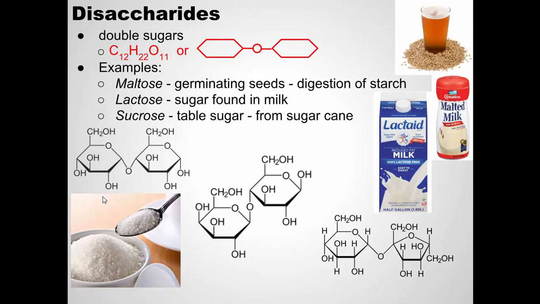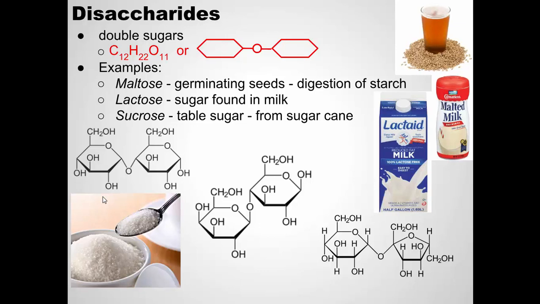The formula for a disaccharide is C12H22O11. Wow. What the heck is malted milk? You ever have a malted milkshake? That is so good. Or you ever have Whoppers, the candy? Yes. Oh yeah. Malted milk balls? They're made with maltose sugar. That was what gives them that flavor.